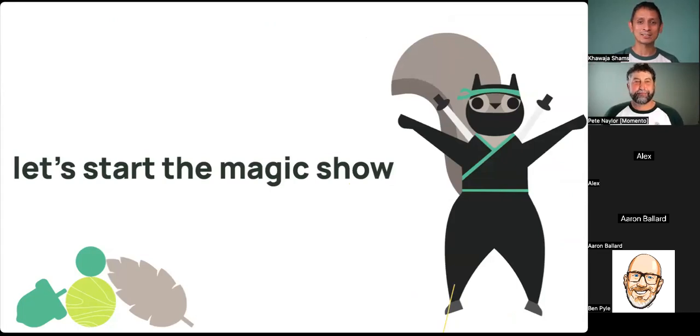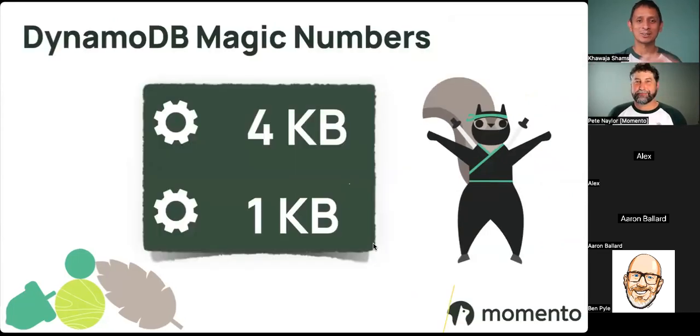Cool. I'll try not to get too nervous since both Alex and Aaron are here. Quick trivia. So DynamoDB magic numbers, 4 kilobyte and 1 kilobyte. Why are these numbers magical? If anybody has ideas about what the meaning of these numbers is, please go ahead and chime in on the chat room. We want to make this as interactive as we possibly can.